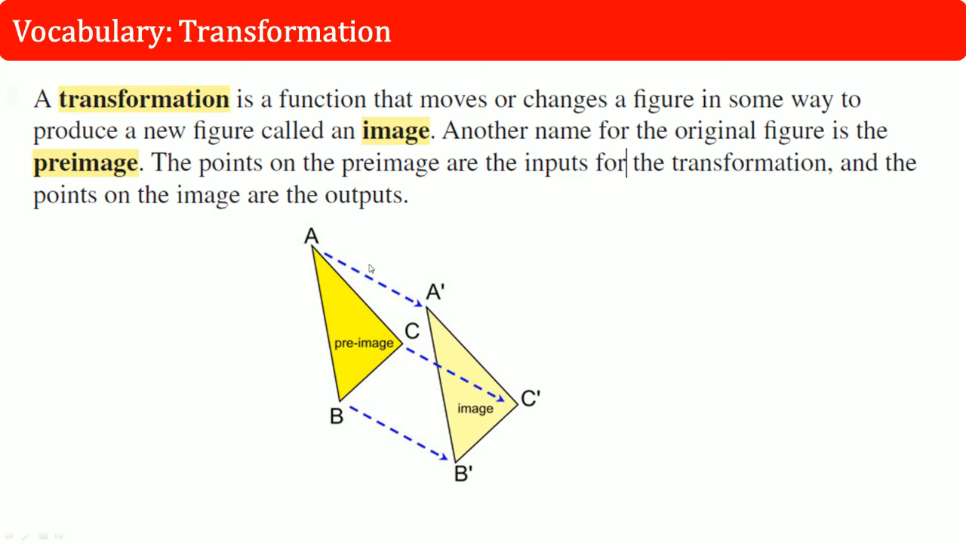Notice that the image has prime in it. It has these symbols, which are called prime. That means a transformation has occurred, and the preimage has no prime in it.